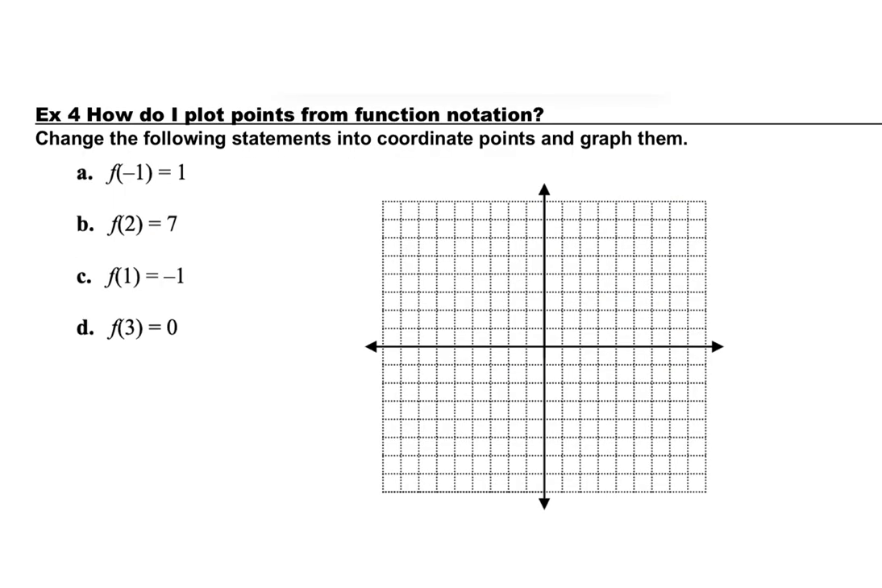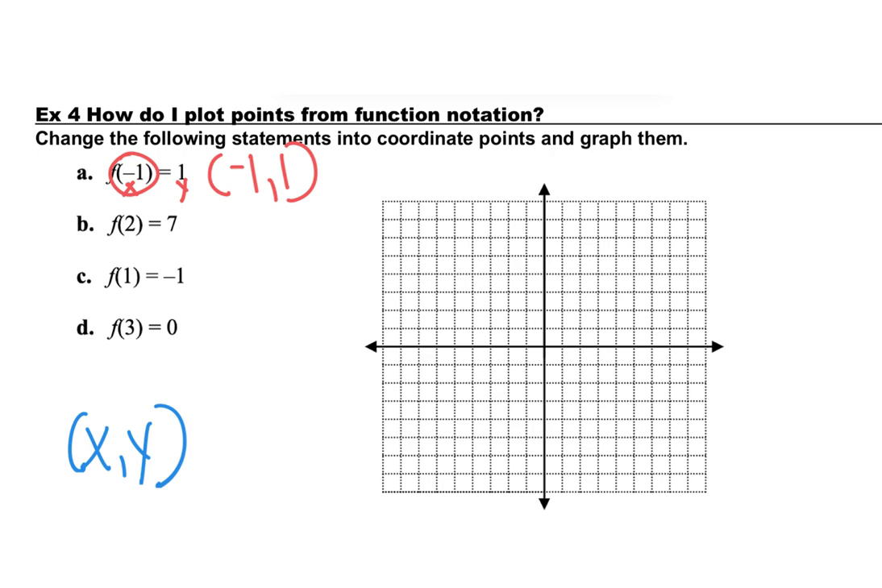Now, in our last example, we're going to plot points from function notation. So I want you to think about when we have a coordinate. We've got the x and we've got the y. Well, when you've got f of negative 1 is equal to 1, it's like saying that this is my x and this is my y. So the coordinate that you have here is negative 1, 1. The value in the parentheses is your x. The value outside of your parentheses is your y.